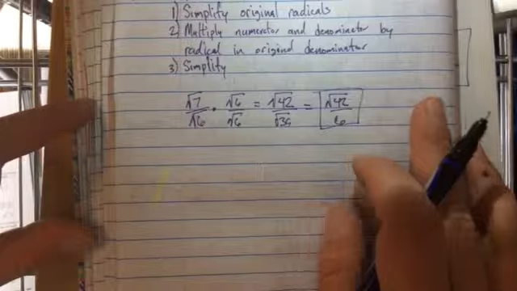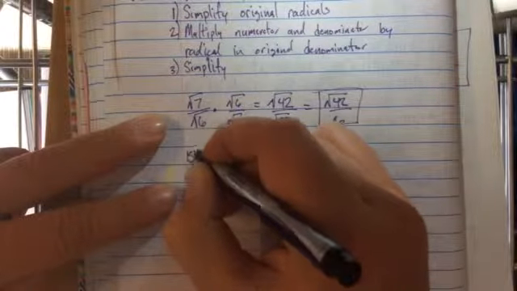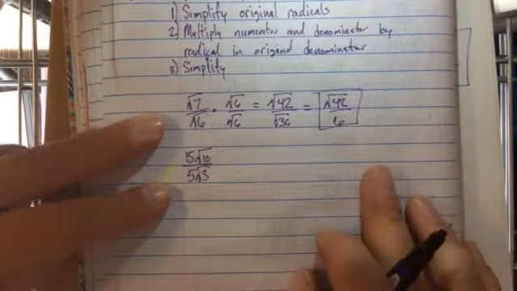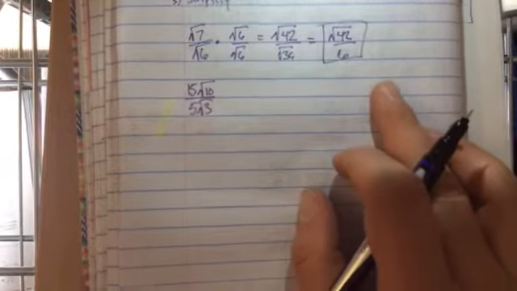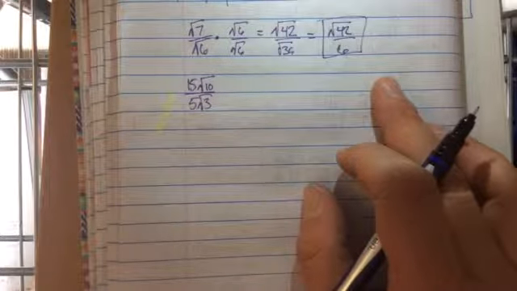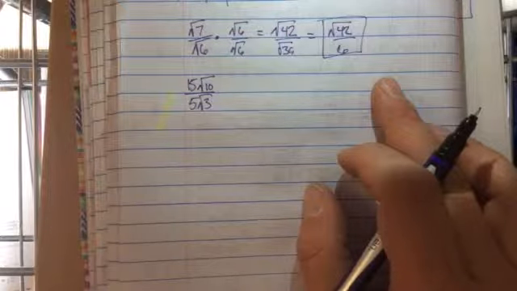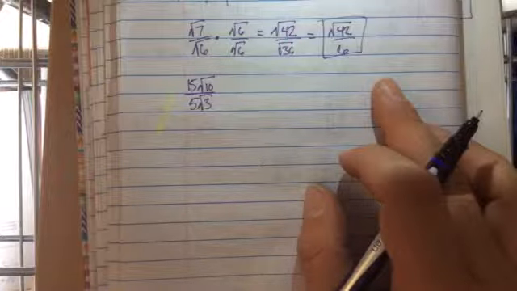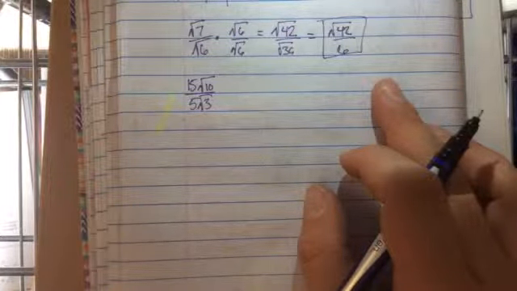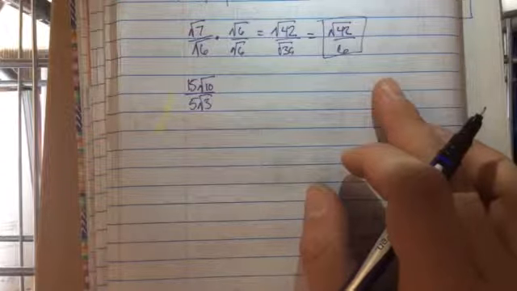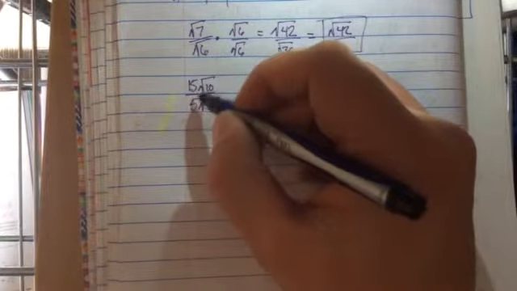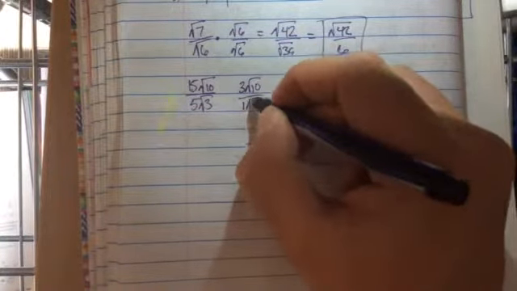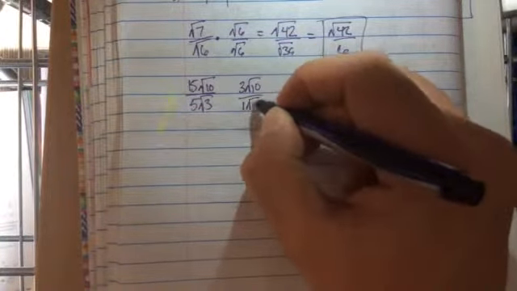So let's say we had 15 square root of 10 over 5 square root of 3. How can we start by simplifying this expression? Jacob? Good. So we can simplify this 15 over 5 to 3 square root of 10 over 1 square root of 3. Do we all see how that worked?